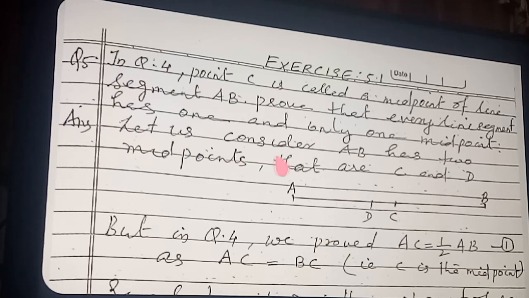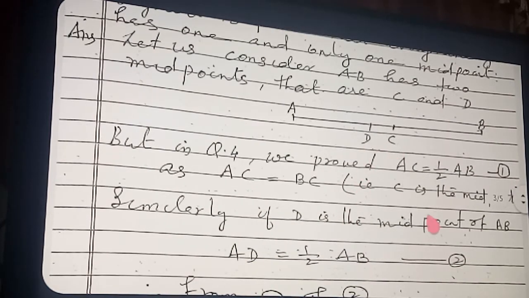So listen here. Let us consider AB has two midpoints, that are C and D. We suppose C and D are the midpoints. If C is the midpoint, in question number 4 we already proved that AC is equal to half AB. If C is the midpoint, we proved that AC is equal to half of the whole line segment AB. So here it is already given that AC and BC are equal, which means that C is the midpoint. Therefore we prove that AC is equal to half AB.